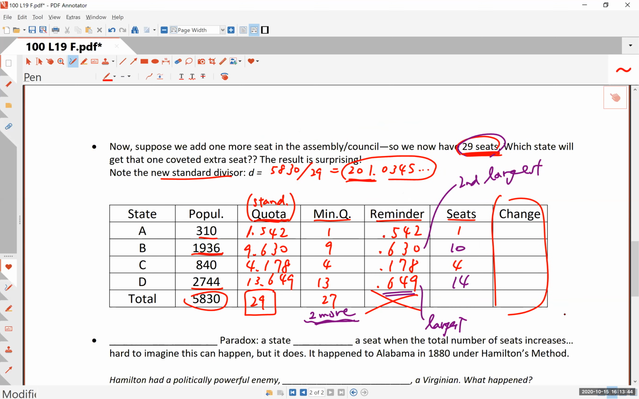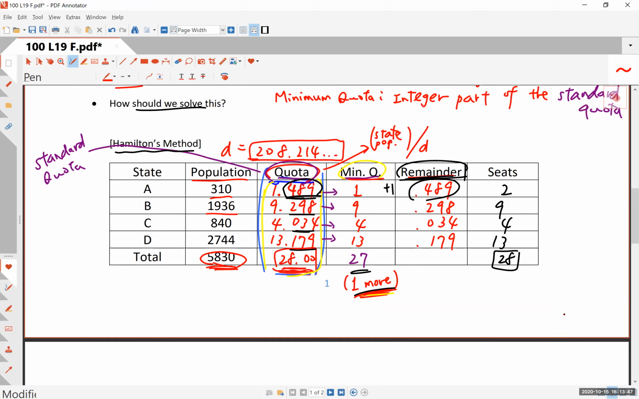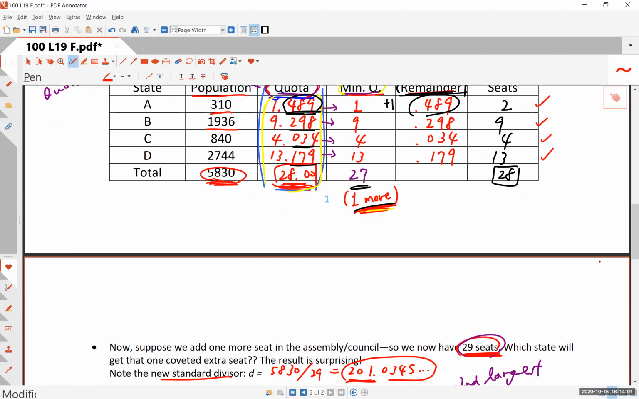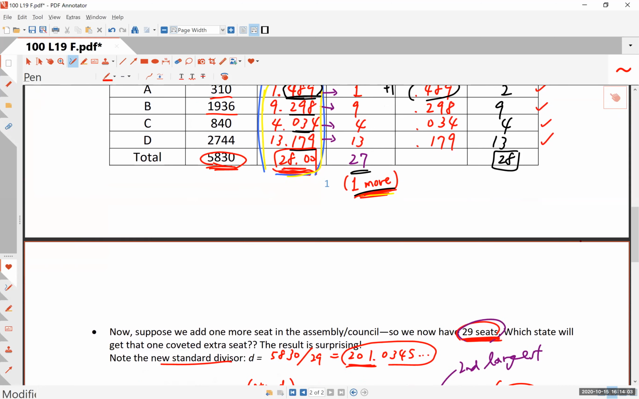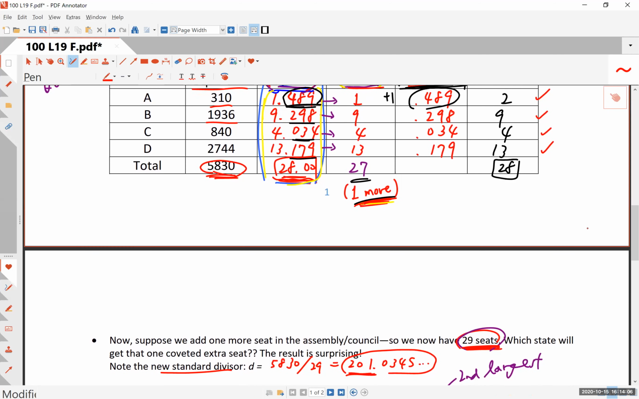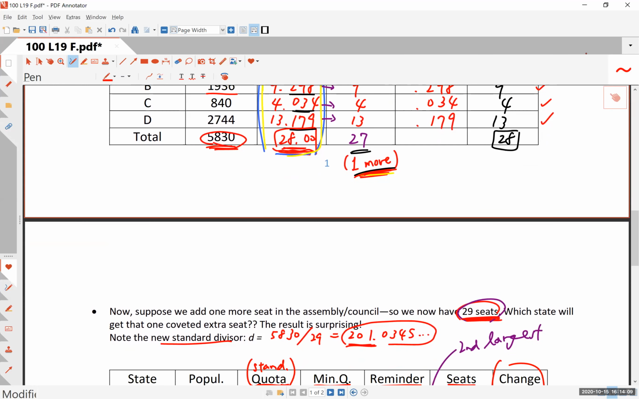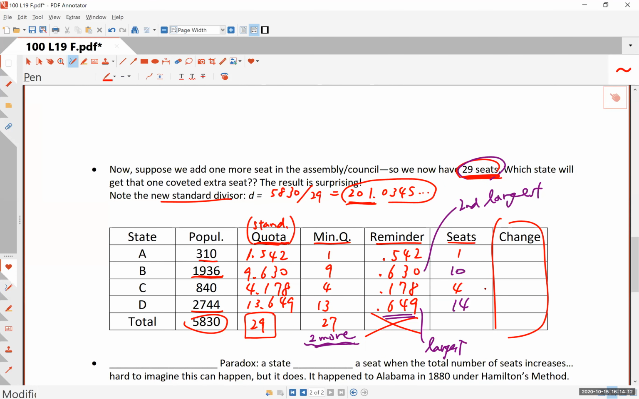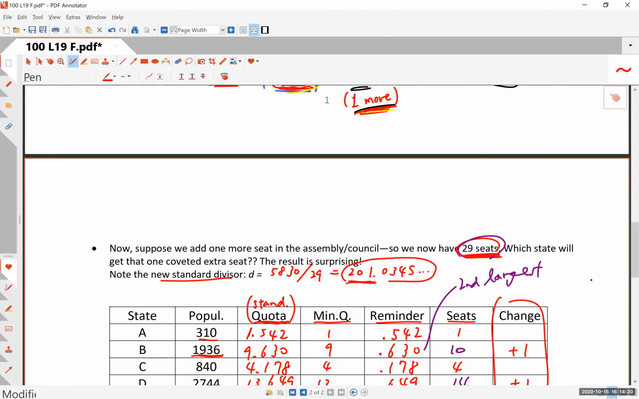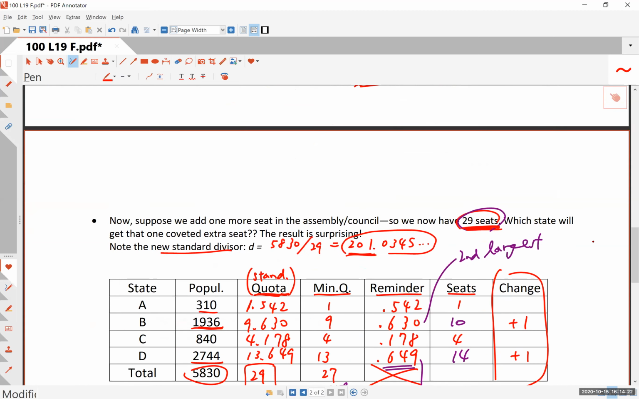And guess what happened? Remember when they used to have 28 seats? Watch this. When they used to have 28 seats in this 4-state country, A had 2 seats, B had 9 seats, C had 4 seats, and D had 13 seats. What about this? When you add 1 extra seat to the Congress, the entire national legislative body, 2, 9, 4, 13 became 1, 10, 4, 14. So there was an increase of 1 in B and 1 in D, right? So 9 became 10, 13 became 14.